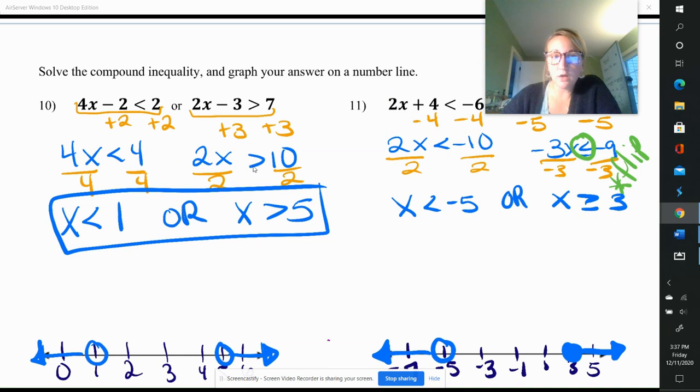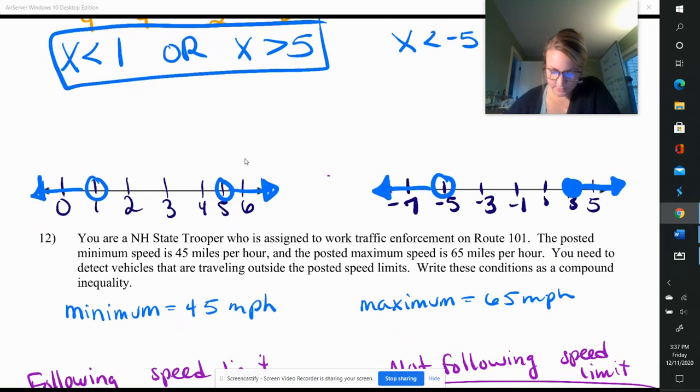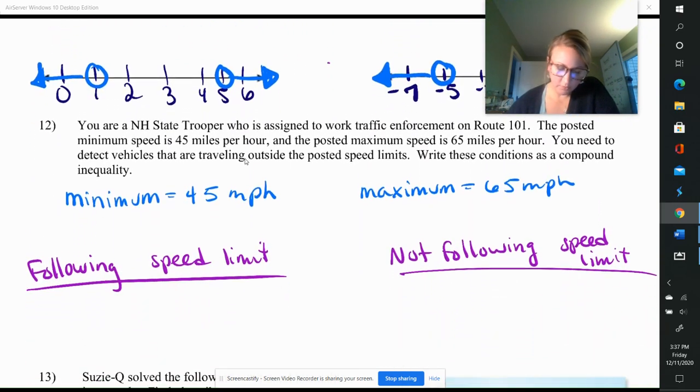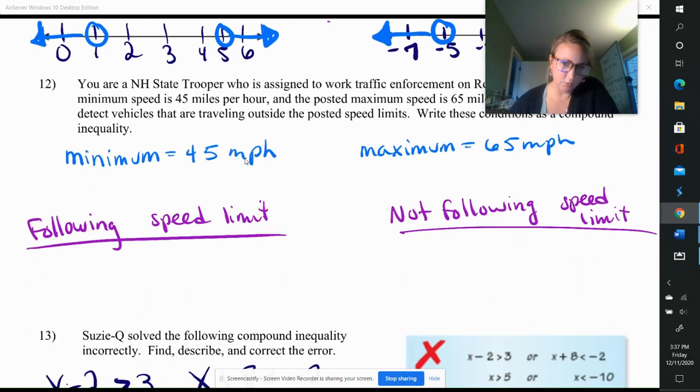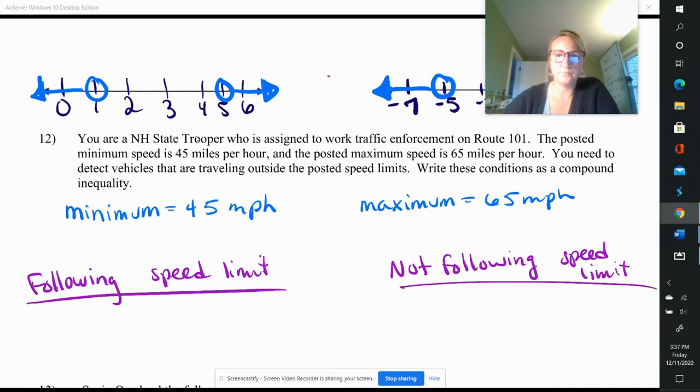Okay, so that's it for solving compound inequalities. Last up, we want to represent the situation as a compound inequality and then do an error analysis problem. So you are a New Hampshire state trooper who is assigned to work traffic enforcement on Route 101. The minimum speed is 45 miles an hour, and the maximum speed is 65 miles an hour.